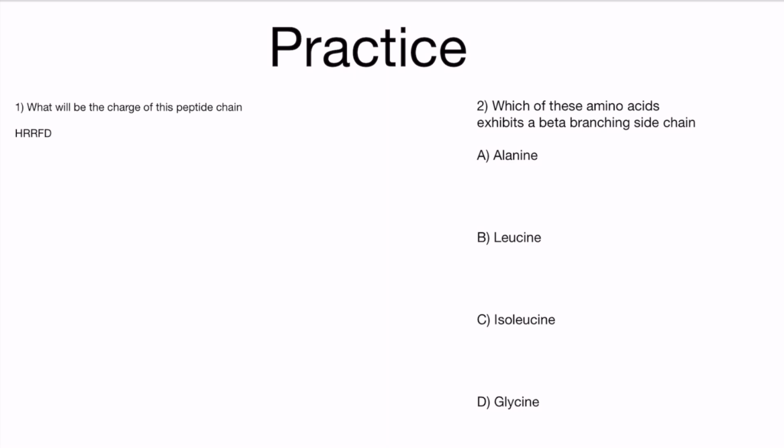So we should know, if we have our chart memorized, that H stands for histidine, and that has a charge of +1. R stands for arginine, and that has a charge of +1 as well, and there's 2 of them. F stands for phenylalanine, and that has no charge. And D stands for glutamate, which has a charge of -1. So we have 3 pluses and 1 negative. That gives a total charge of +2.